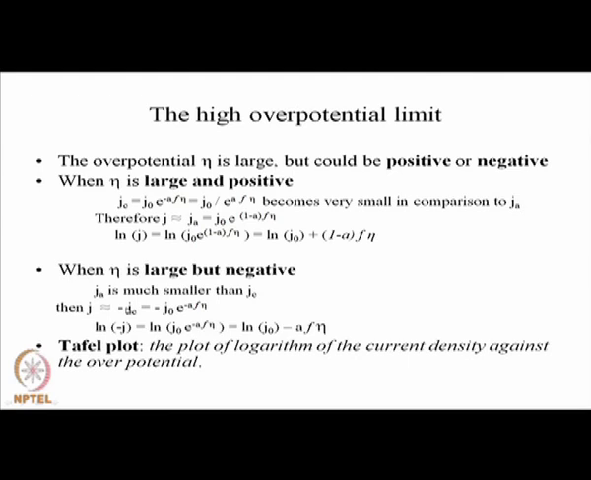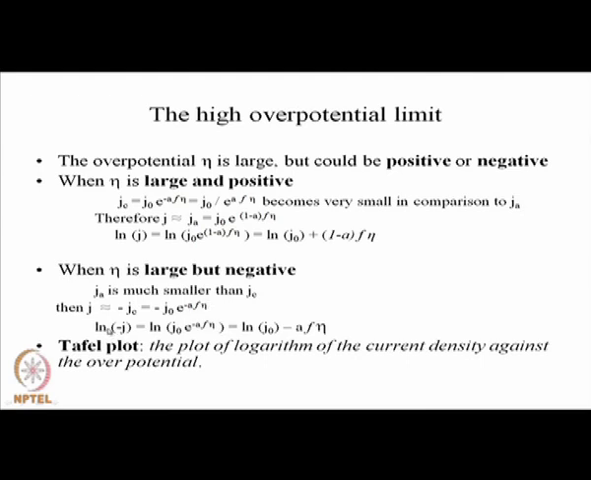Now, when η is large but negative, under that condition the reverse happens: Ja is much smaller than Jc, the cathodic current. Therefore, when η is large but negative, J is approximately equal to −Jc, because J is equal to Ja minus Jc and Ja is much smaller, so you can neglect Ja. Therefore, J = −J0 e^(−A f η).